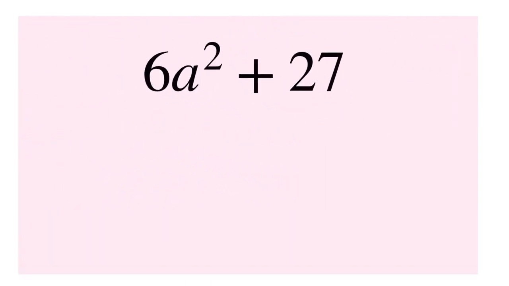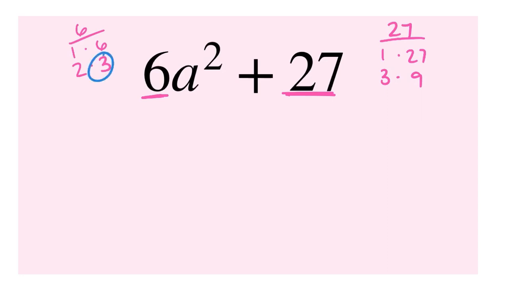All right, let's see what goes into 6 and 27. Well, I know the factors of 6 are 1 times 6 and 2 times 3. And I know the factors of 27: 1 times 27 and 3 times 9. And that's it, right? So let's see, what do they have in common? It looks like 3 is the only thing that they have in common besides 1. So we're going to take out 3. And I can't take out any other letters because this one does not have any letters.